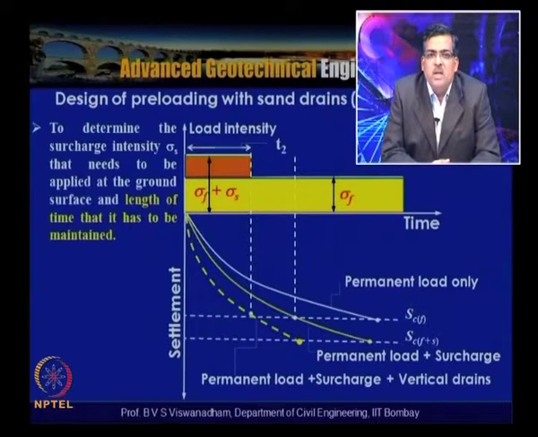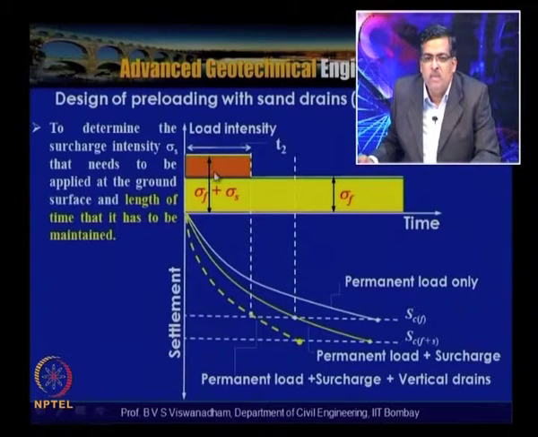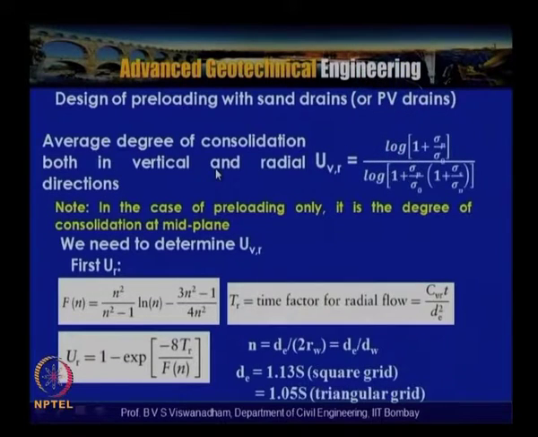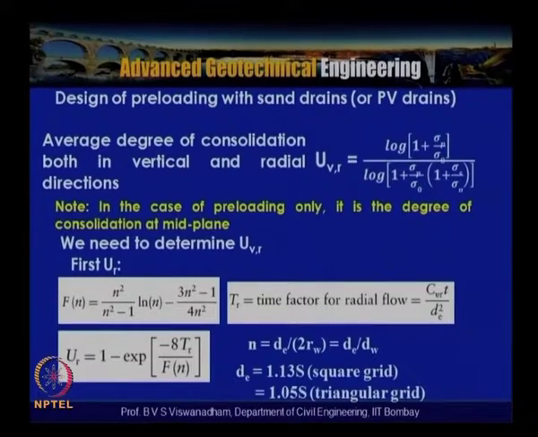So, the design basically includes determining the surcharge intensity sigma s that needs to be applied at the ground surface, and the length of the time, or the duration, for which it is required to be maintained. So, for doing that we have to calculate the average degree of consolidation both in vertical and radial direction, and we also have to calculate the radial degree of consolidation and vertical degree of consolidation. Then we have to combine by using Carrillo's method.